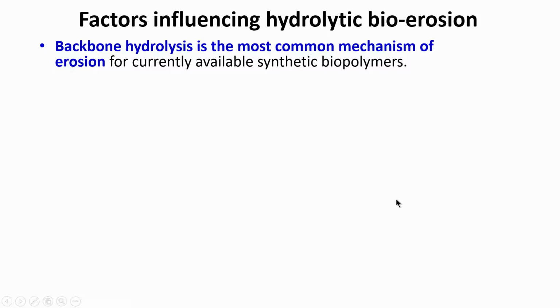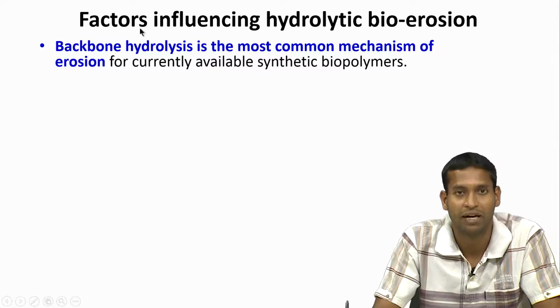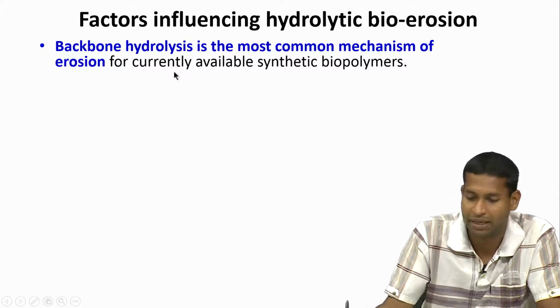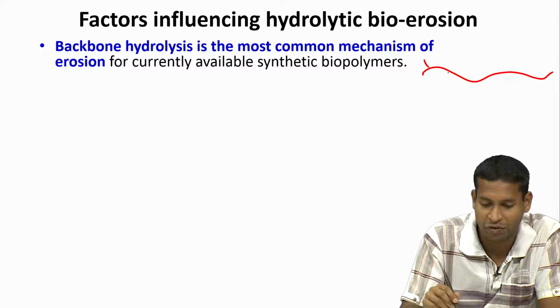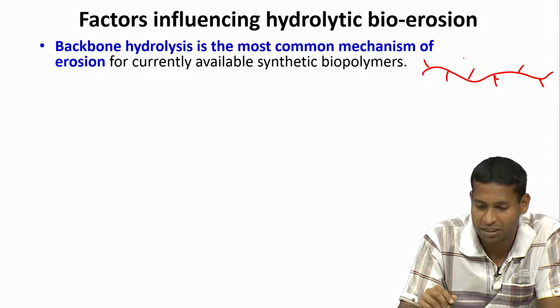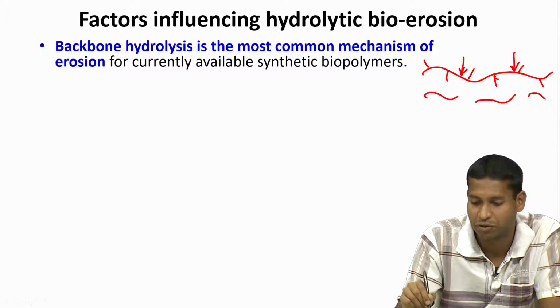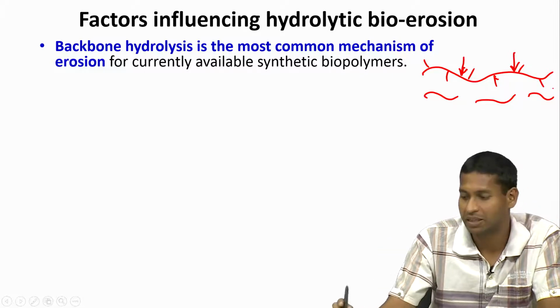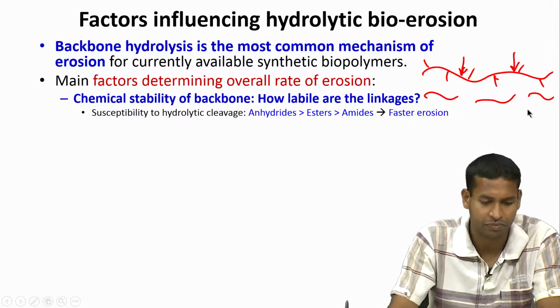Okay, so what are the different factors that influence hydrolytic bioerosion? You can have backbone hydrolysis, which is the most common mechanism of erosion. Typically, you have a long polymer chain, and this is the backbone, and there are of course side groups to it. And then this particular long chain has some hydrolytic bond that is being attacked by the water molecule and eventually degrades them into smaller units. So, this is essentially the most common route that is used for synthetic biopolymers.